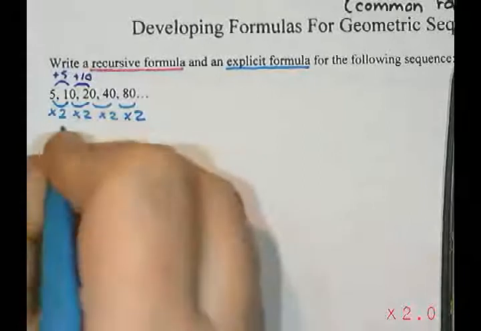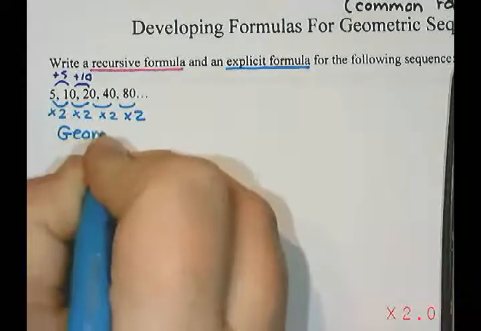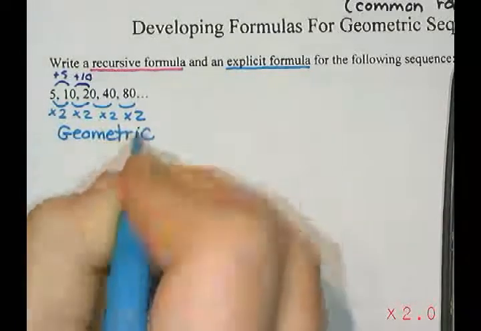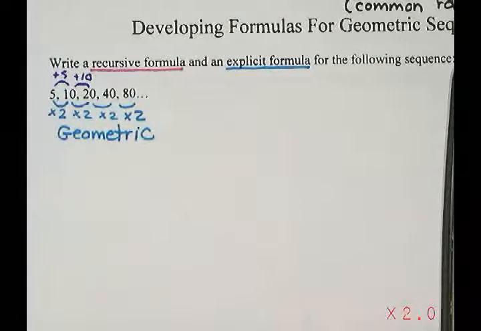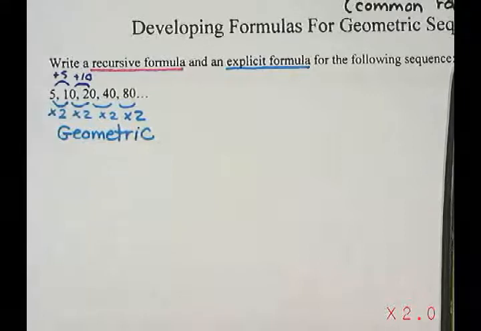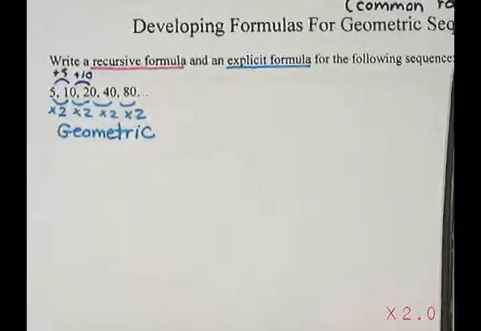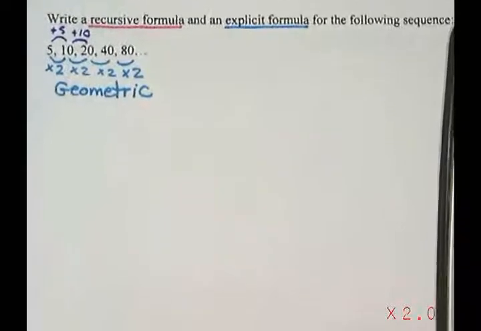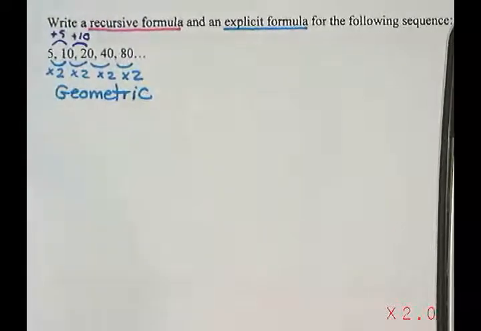So this is geometric because I am multiplying by what we call a common ratio, and the common ratio here would be 2 because that's the number that we're multiplying by every time. So to figure out a recursive formula, that's how we're going to start. Those are the ones that we're most familiar with.